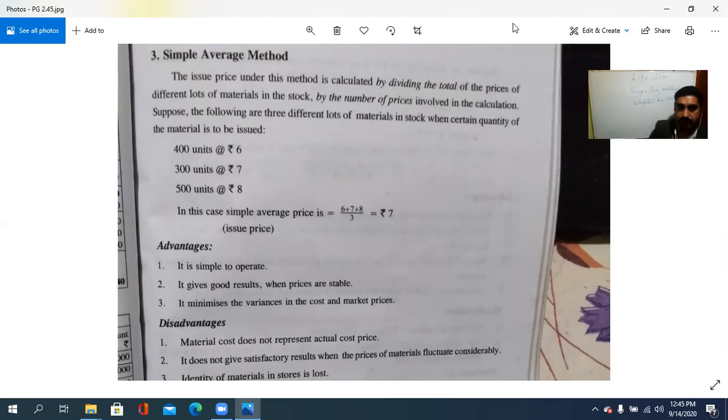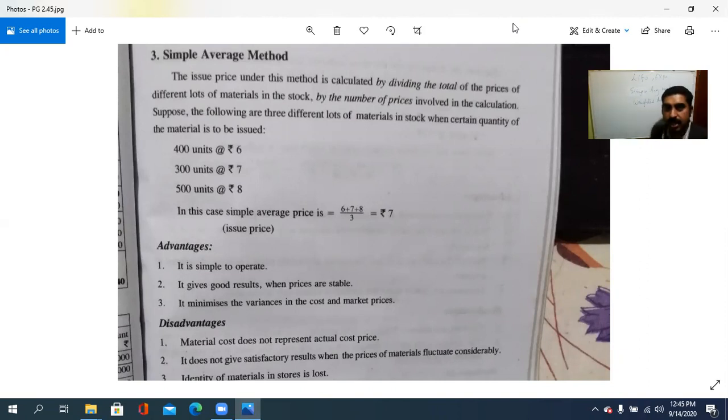The issue price under this method is calculated by dividing the total of the prices of different lots of materials in the store by the number of prices involved in the calculation. So suppose 10 and 11 are there. Two prices are there, so 10 plus 11 divided by 2. If 3 prices are there, divided by 3. That is the simple average method.